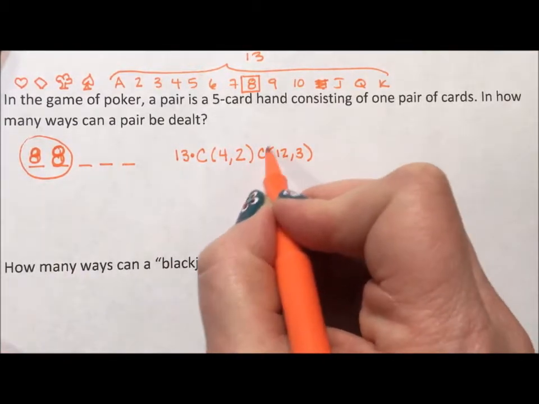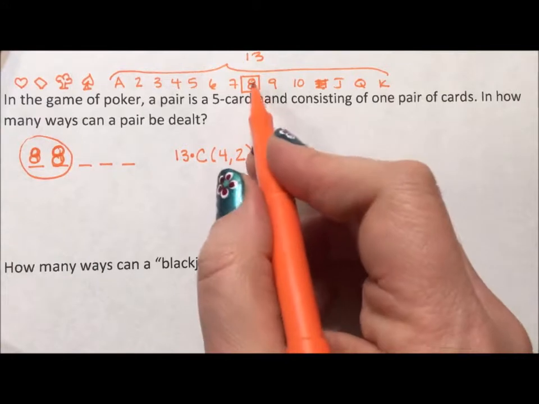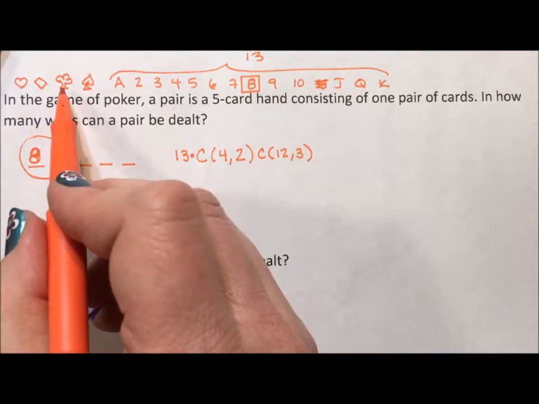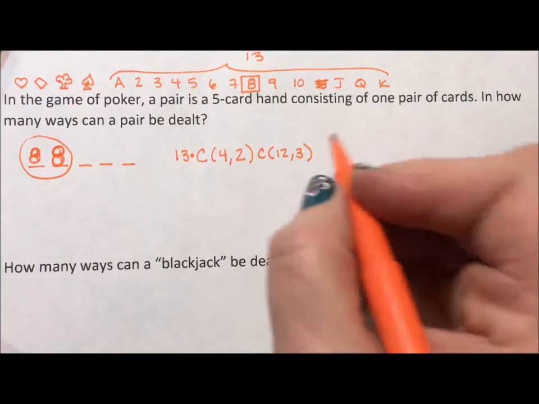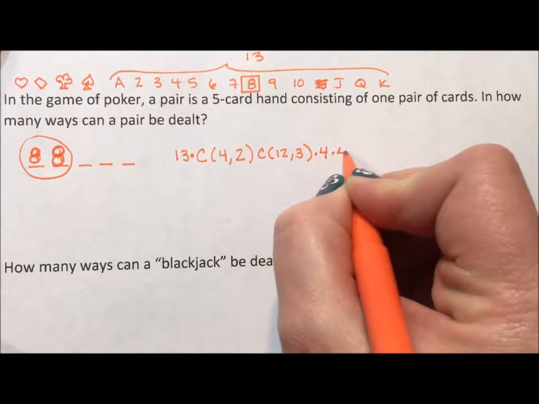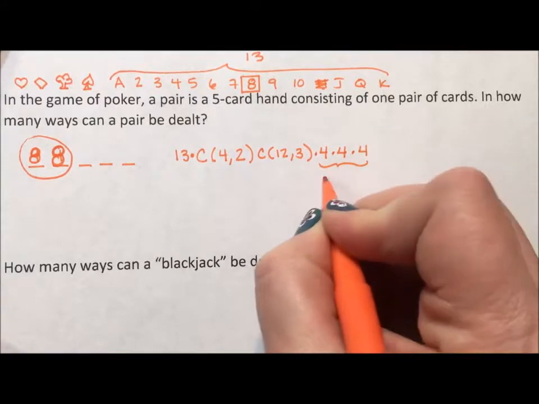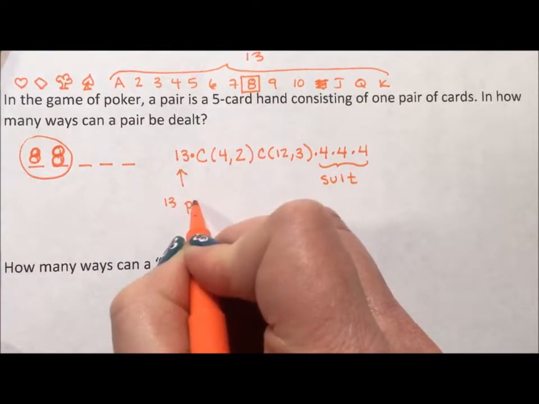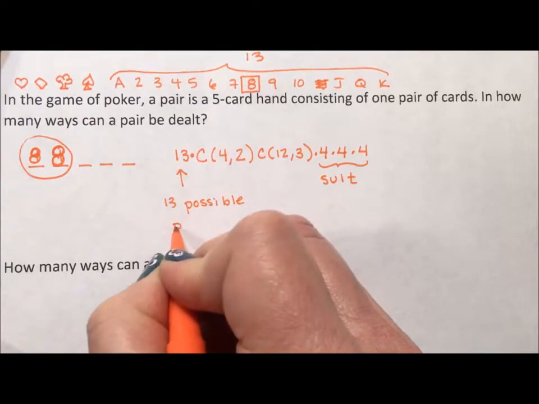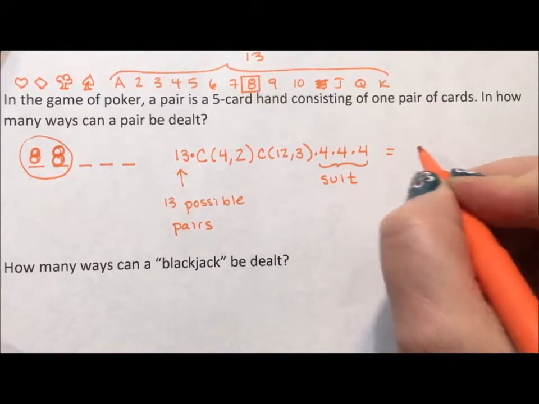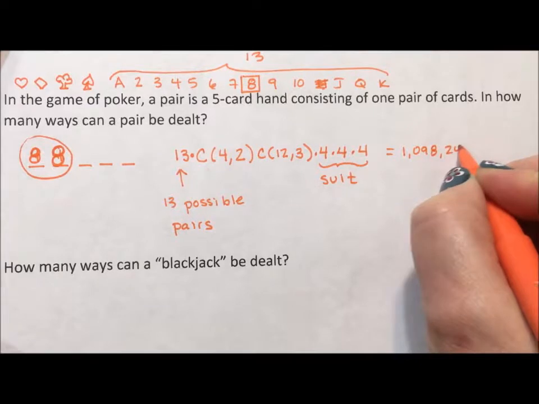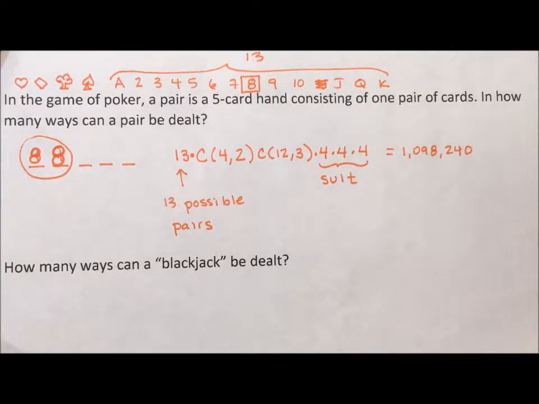And though these 3 cards that aren't your pair, the 9, the jack, and the king, are available, they don't all have to be clubs or hearts. They can be any of the 4 suits. So these 3 cards, each of them can be any of the 4 suits. So these 4s represent the 4 possible suit options. And this represents the 13 possible pairs. And if you multiply this all out, you find out that there is 1,098,240 ways you can get a pair dealt in a 5-card hand of poker.